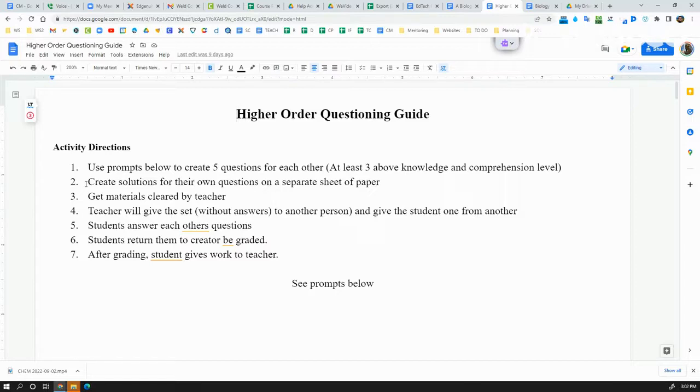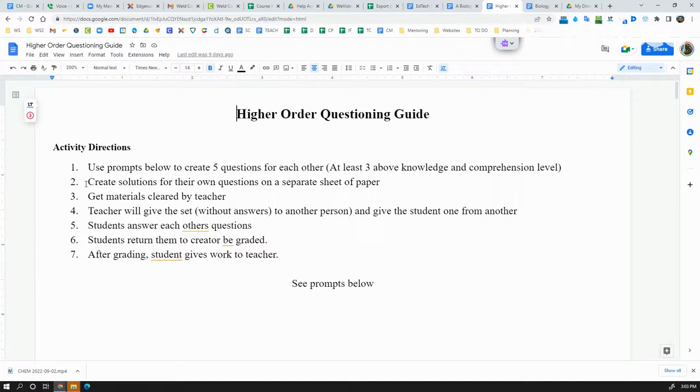Finally, you send the questions back to the original student for them to grade your answers based on their answer key. That's it. Now, you can do this virtually as well through Google Docs. The first student creates the questions in a Google Doc, and in a separate doc, they have their answers, so that doesn't get shared with the other student, but both docs get shared with the teacher.